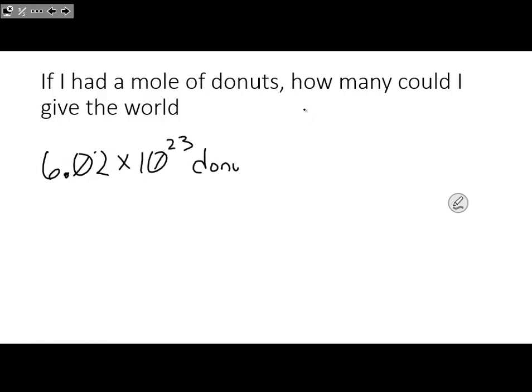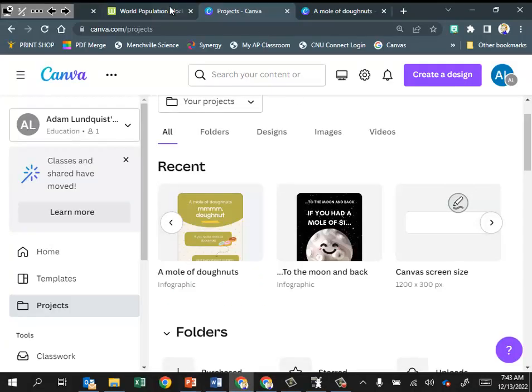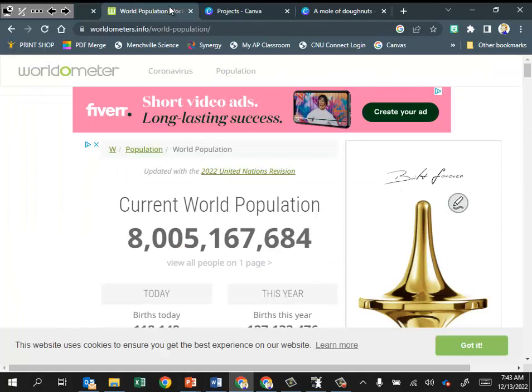Now, in order to do this, we are going to use the factor label method, which you learned about in Unit 1. So if I'm going to give one donut to all of the people of Earth, the question is, how many people are on one Earth? And this is why you'll need a browser. So typing into Google, what's the population of Earth? We get 8,005,167,000 and some numbers. So rather than use all of this, let's just convert it to scientific notation.